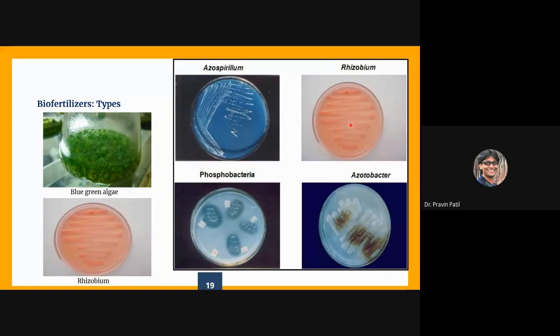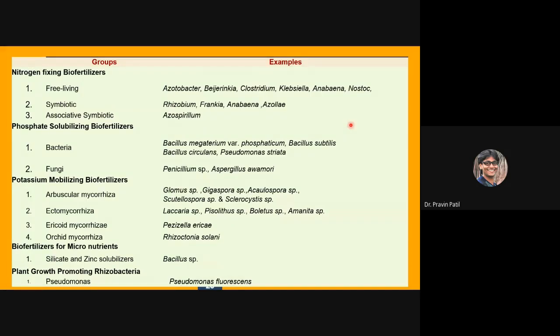These are the images of biofertilizers. You can see Azospirillum, phosphate bacteria, Azotobacter, Rhizobium, and blue-green algae on your screen. These are examples of the particular strains which can be used as a biofertilizer in that particular application.